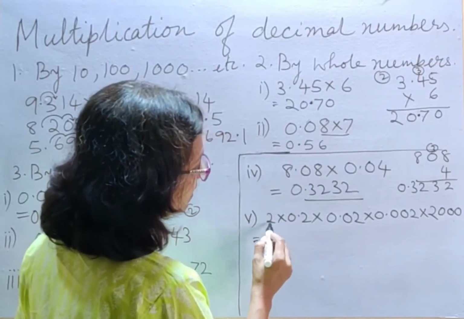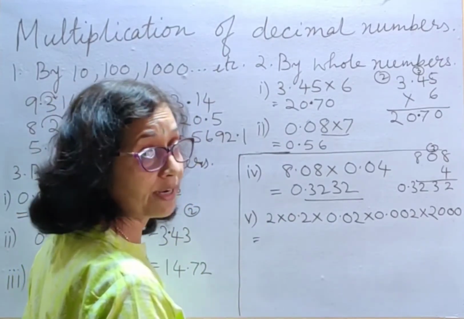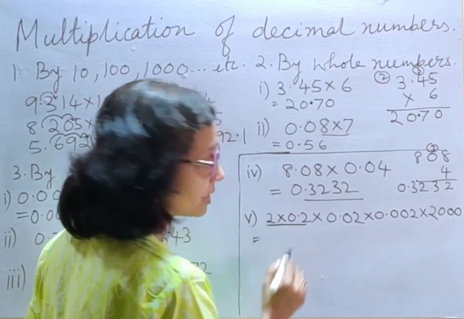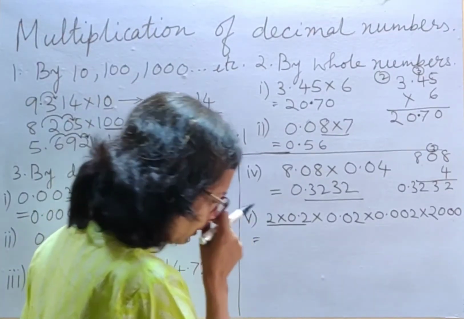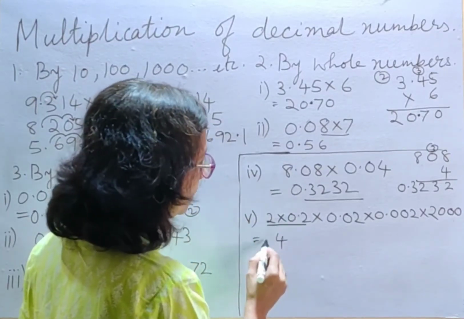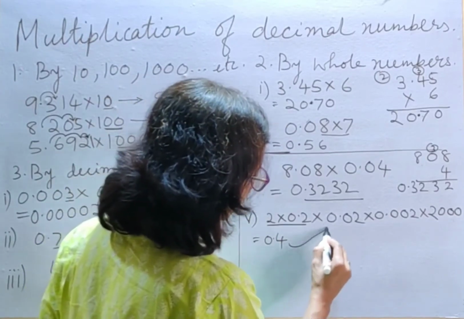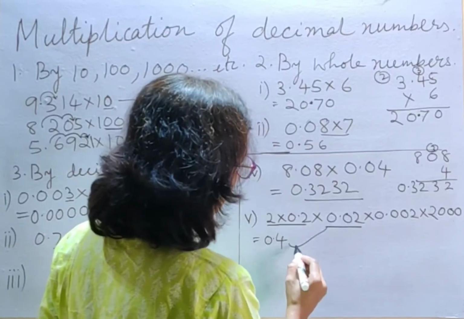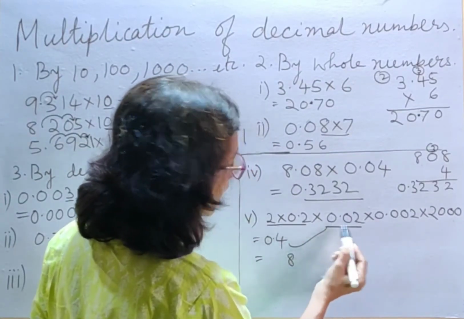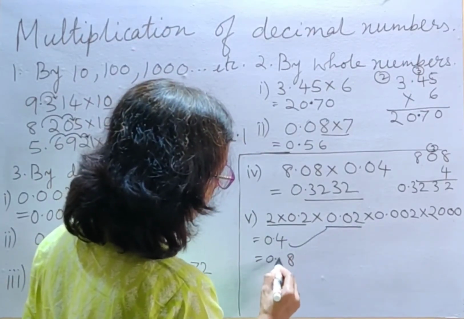Now in this you can see it is looking a very long multiplication, but as you do you will find it very simple. So 2 into 0.2. So first let us do step by step. 2 into 2 is 4. So there is one decimal point here, so I wrote one decimal point. Now 0.4 multiplied by this. So you will get 4 eights are 32. How many decimal places are there? 1, 2, 3. So 0.032.